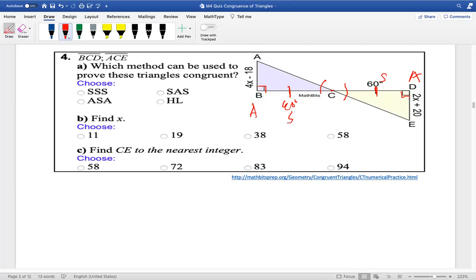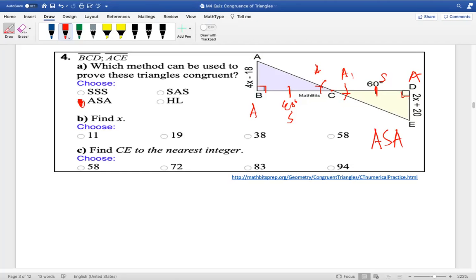Of course, yes, because as we observed, AE and BD are straight lines. Therefore, these two angles are vertical angles, and we know that vertical angles are congruent. So these two angles are congruent by the vertical angle definition. So A and A. Therefore, we have proven that these two triangles are congruent using ASA. All right, so that's ASA. And I hope we have the same answer again.